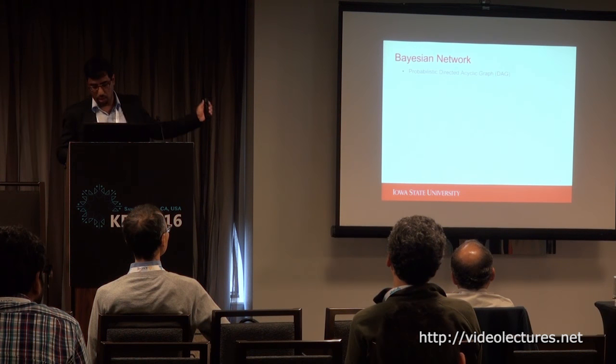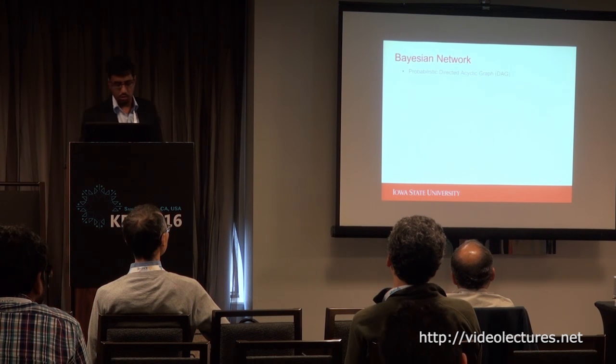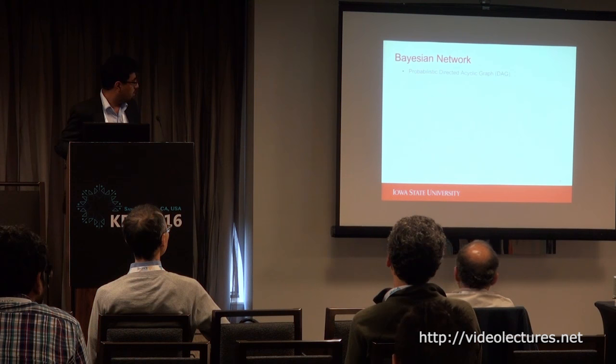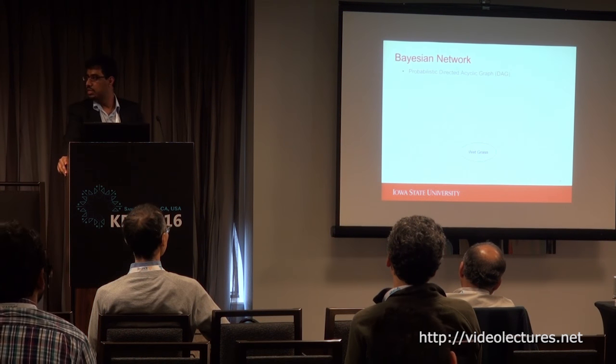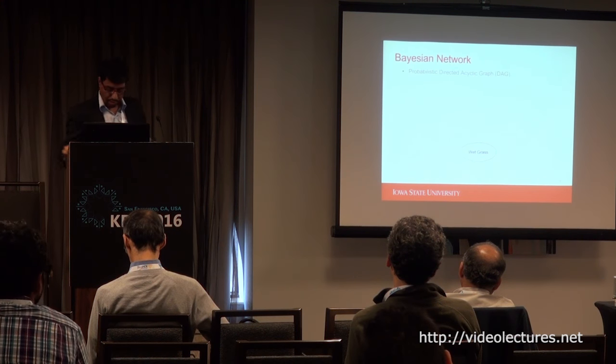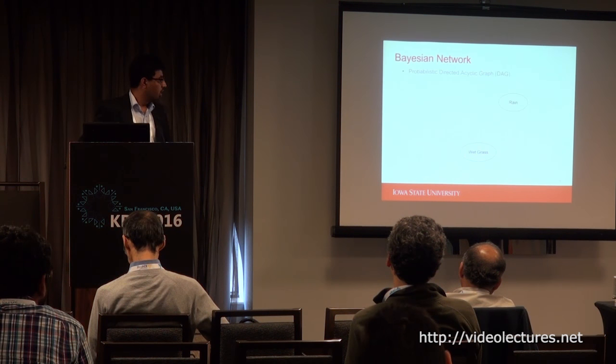Just to give an example of how a BayesNet works, suppose your grass is wet, and this can happen because of two reasons: either it's raining, or the sprinkler is on.